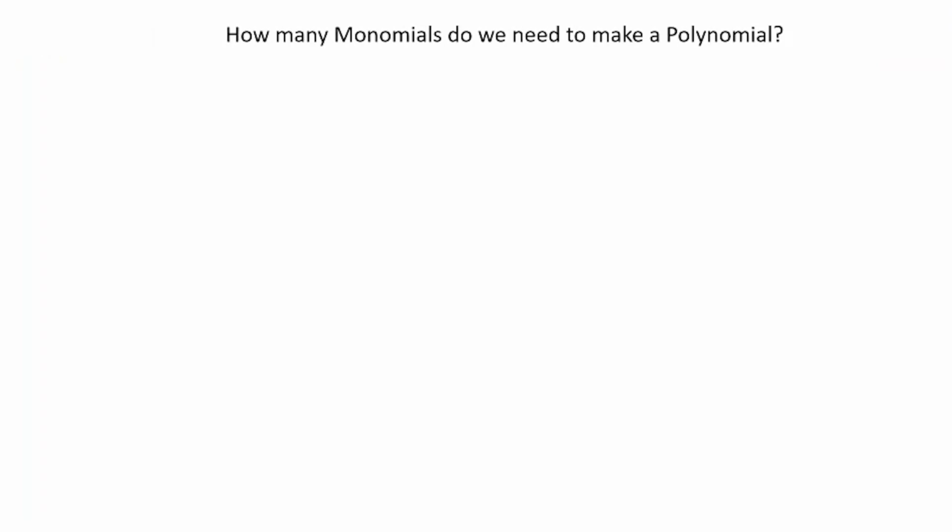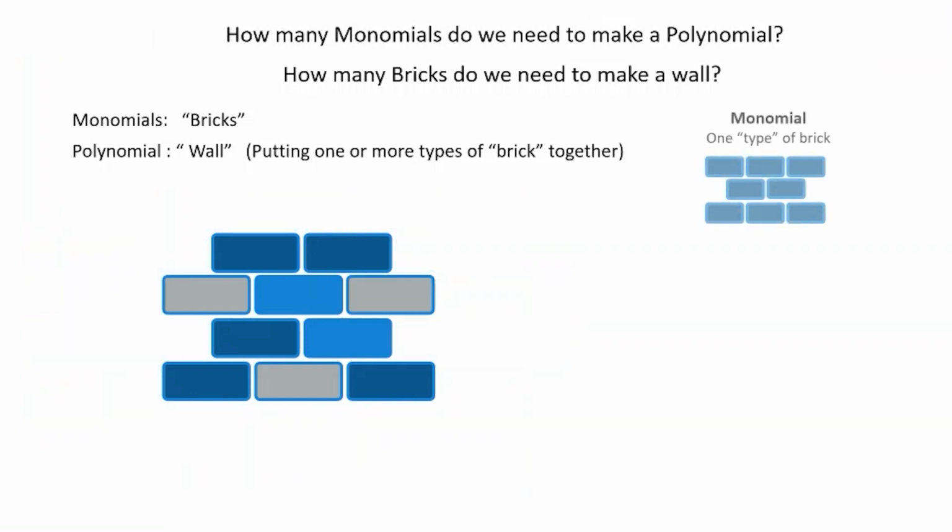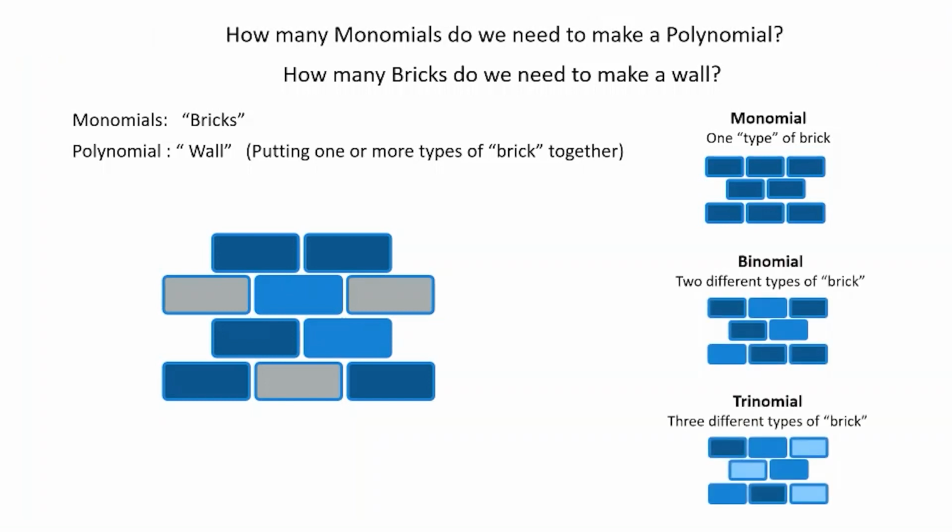How many monomials do we need to make a polynomial? Well, it's a bit like saying, how many bricks do we need to make a wall? The answer is, as many as you like. So if you think of monomials as bricks, and the polynomials as a wall, where we put one or more type of brick together, then we can define a monomial as a wall with one type of brick, a binomial as a wall with 2 different types of brick, and a trinomial as a wall with 3 different types of bricks.